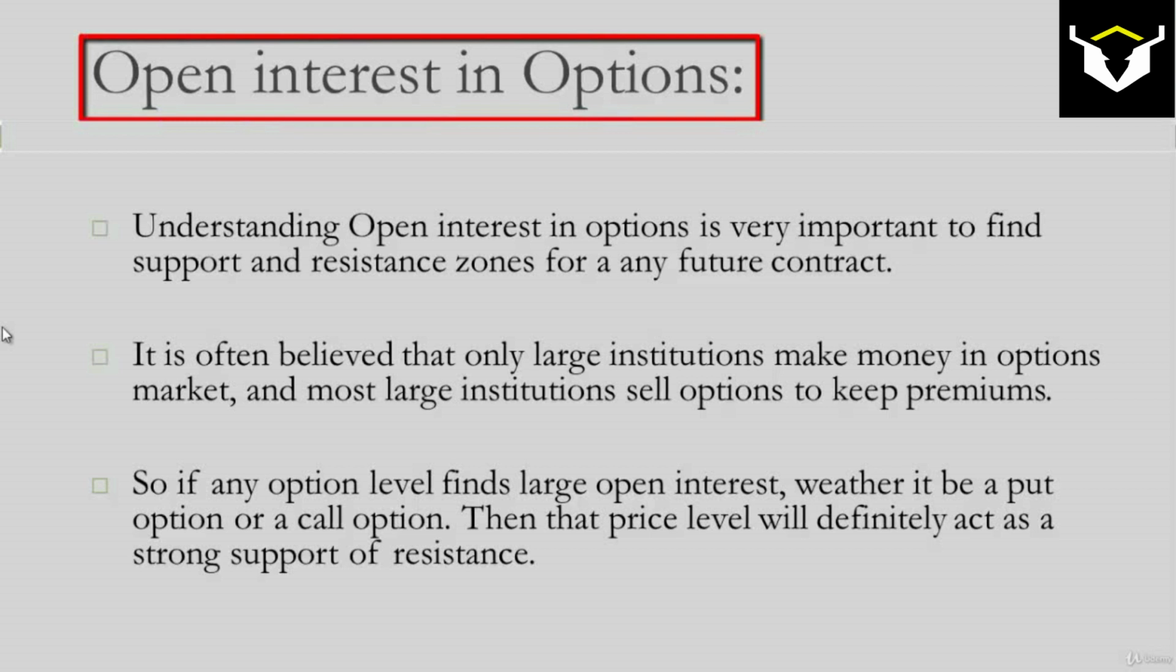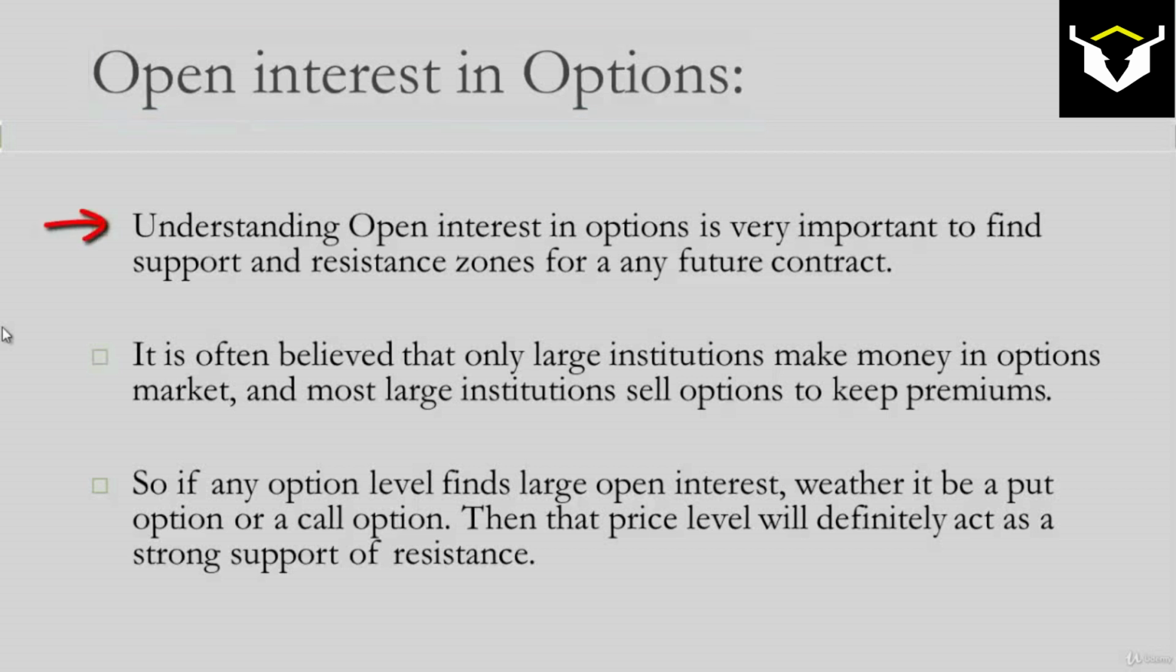Open interest in options. Understanding open interest in options is very important to find support and resistance zones for any future contract. It is often believed that only large institutions make money in the options market, and most large institutions sell options to keep the premium. So if any option level finds large open interest, whether it be a put option or a call option, then that price level will definitely act as a strong support or resistance zone.